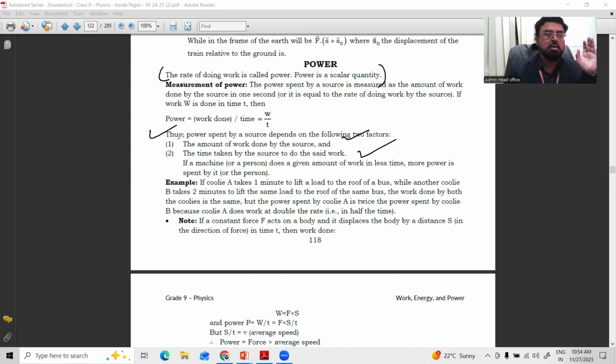Clear? Power doesn't mean muscles. Power doesn't mean going to the gym and getting power. No, that is not power. It may be your physical power or mental power. Everything depends on how fast you are doing.